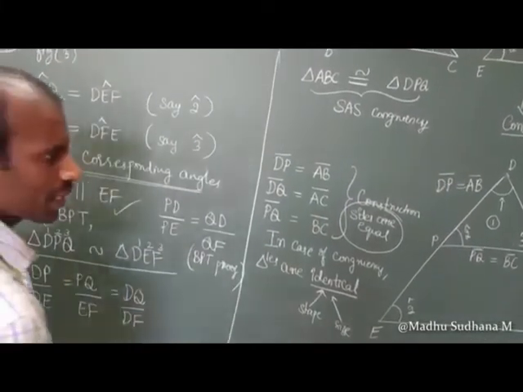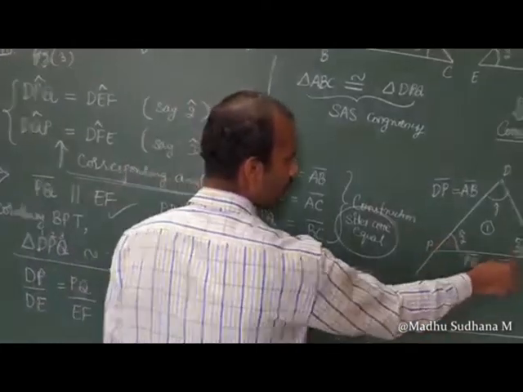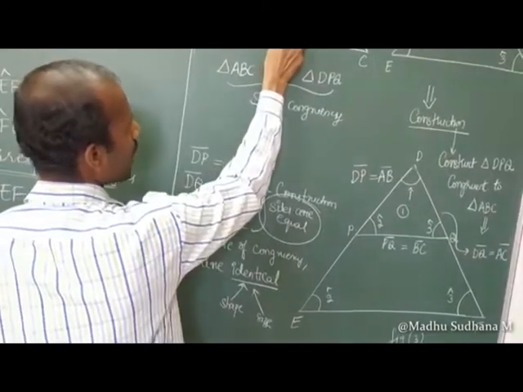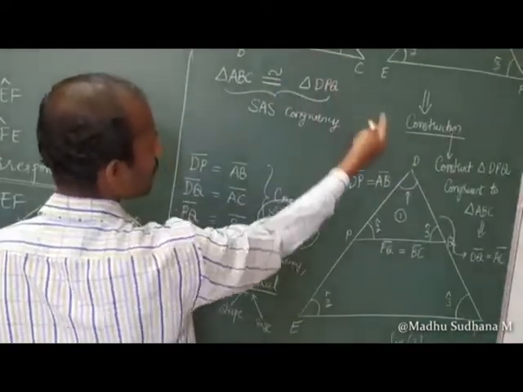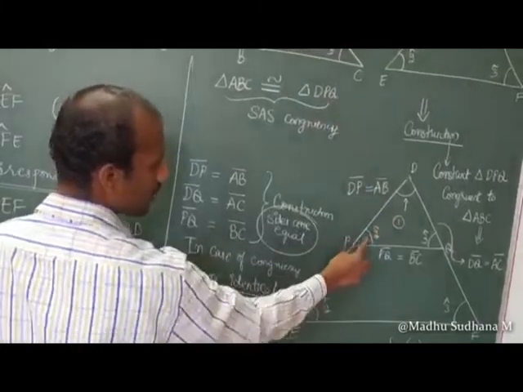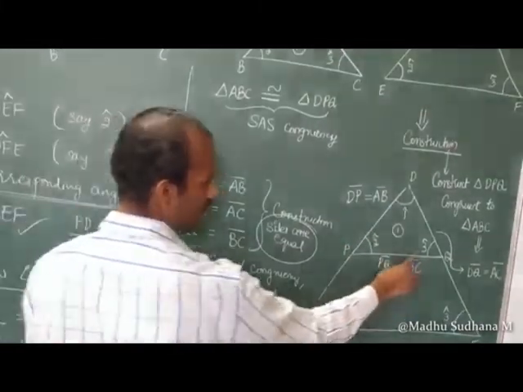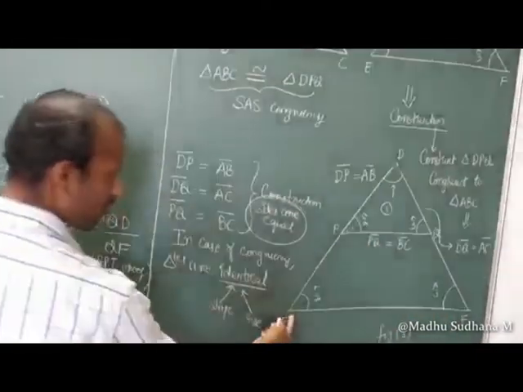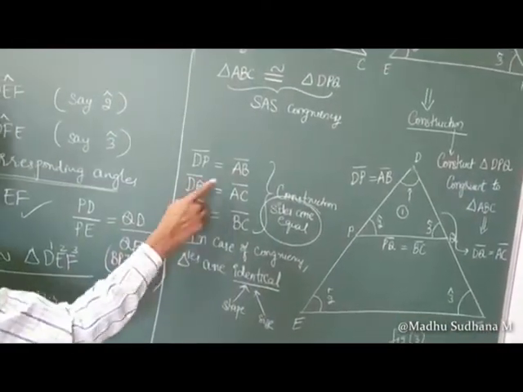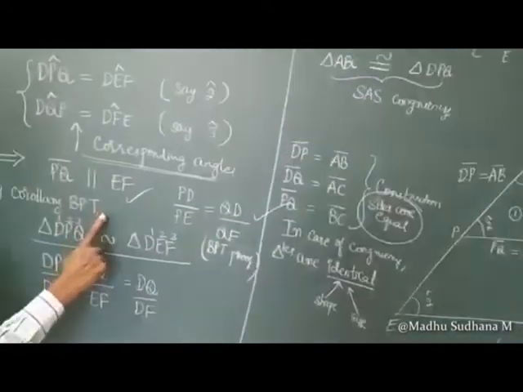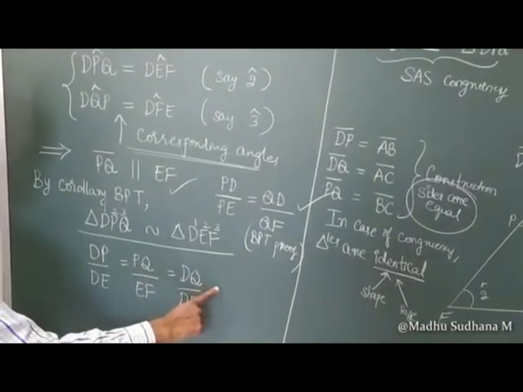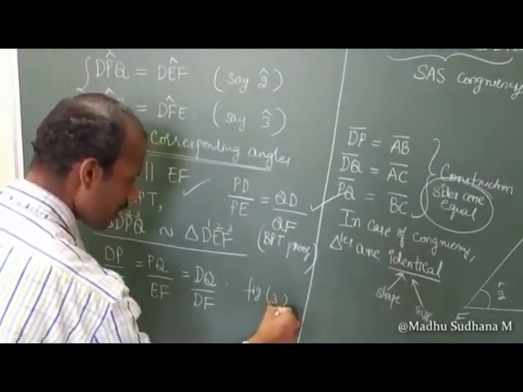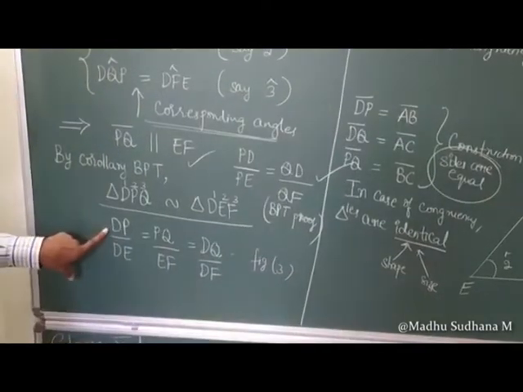So once we can prove that the corresponding angles are equal. So how did we prove that corresponding angles are equal? By cutting this triangle and pasting over it, or these two triangles are congruent, identical, we get these two as corresponding angles equal. We get one more pair of corresponding angles equal. We can say that this PQ is parallel to EF. Then by BPT we have written this proportionality of the sides. Then from corollary BPT we have written the sides being proportional in the triangle DEF in figure 3.